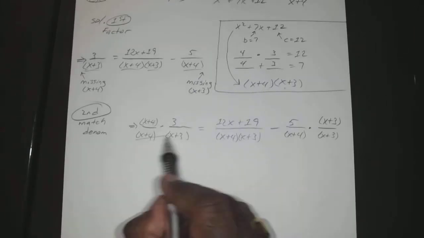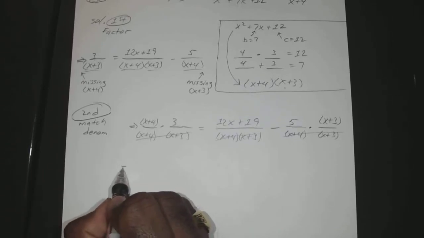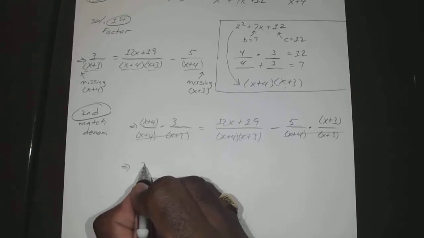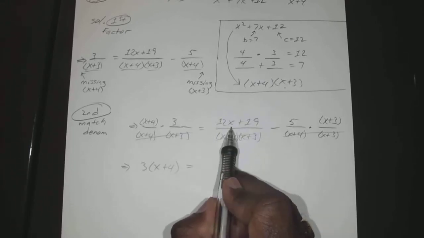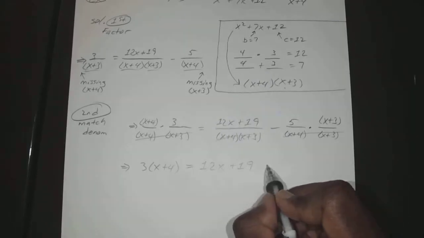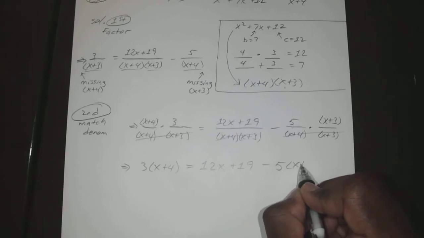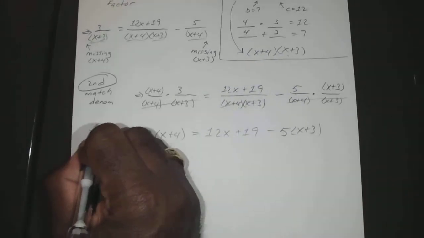And once they match, they all cancel out. Because we multiply them all by x plus 4 times x plus 3, they'll cancel each other out. Okay, so we're left with 3 times x plus 4 equals 12x plus 19 minus 5 times x plus 3. Which brings us to our last step of just solving it.